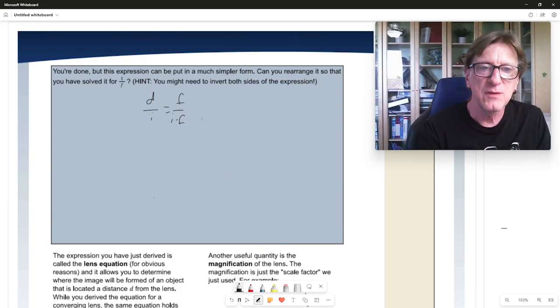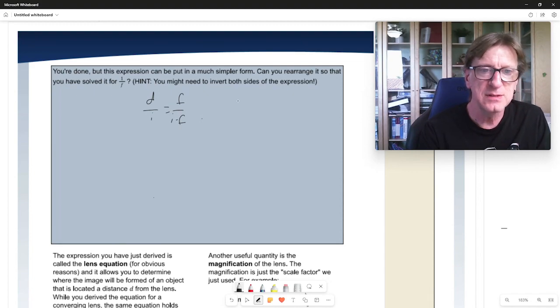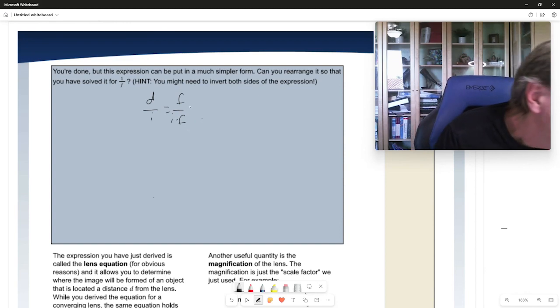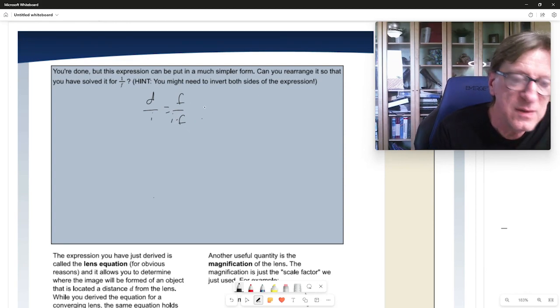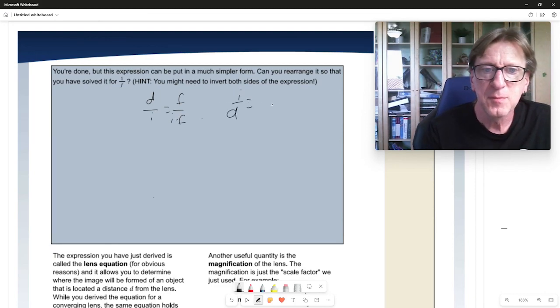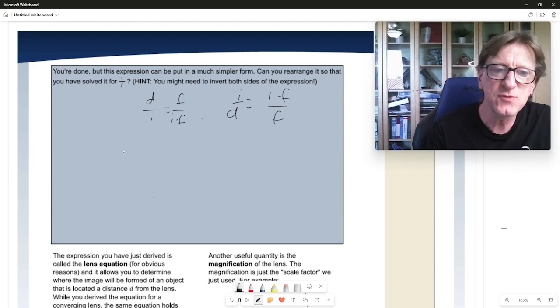Okay, so first of all, let's go ahead and flip both sides because I want this minus sign up on the top. So that gives me that I over D must be equal to I minus F over F. And what we're going to do is solve this for 1 over F and see what we end up getting. So let's break this fraction apart.